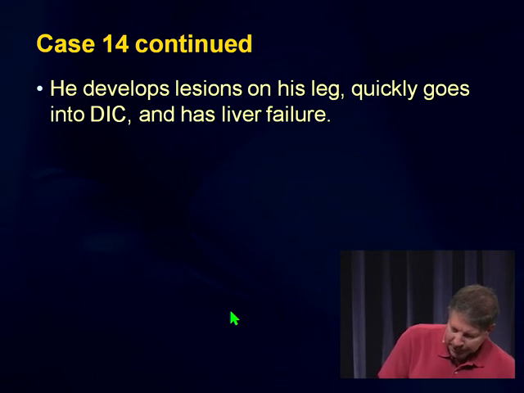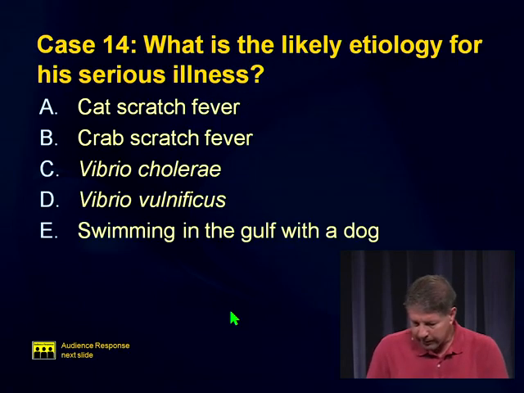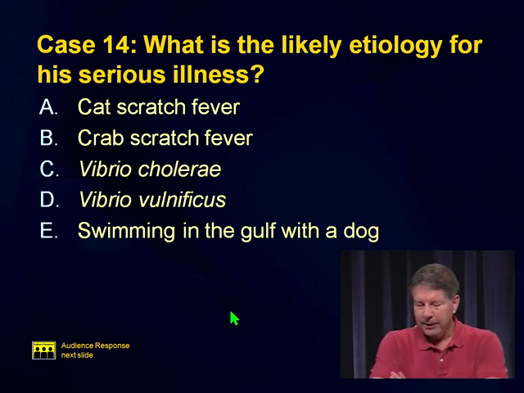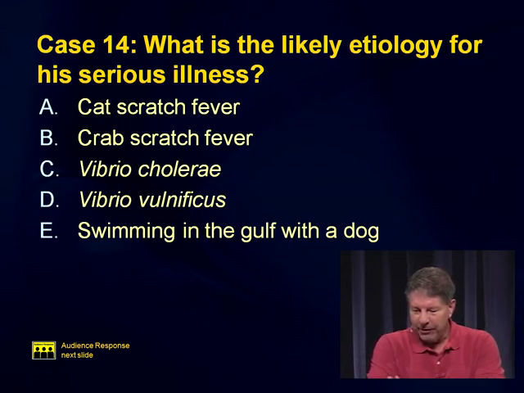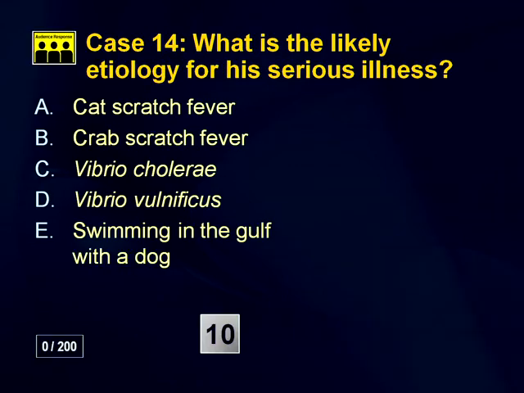He develops lesions on his leg, quickly goes into DIC, and has liver failure. What is the most likely etiology? Does he have cat scratch fever, crab scratch fever, Vibrio cholera, Vibrio vulnificus, or he's got some disease from swimming in the Gulf with the dog? So what do y'all think?